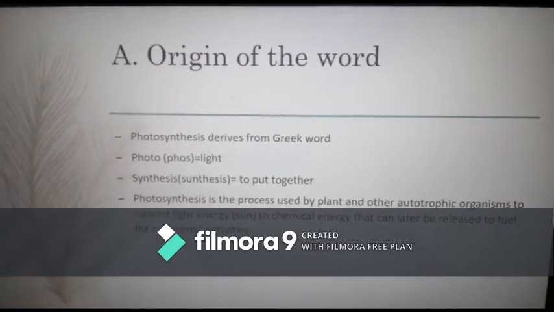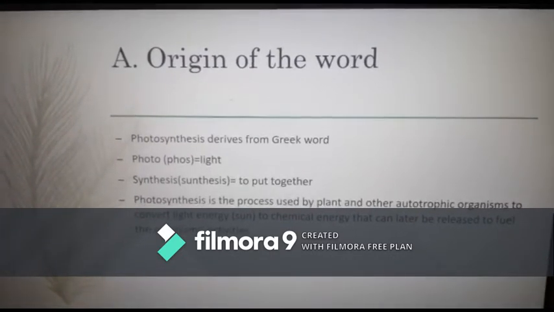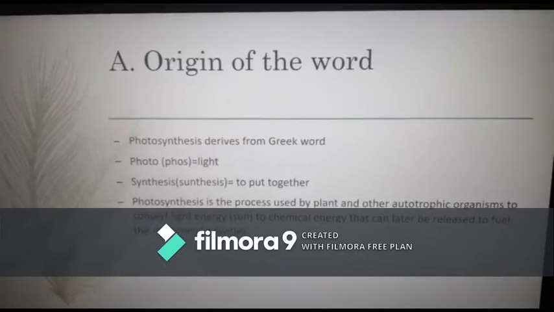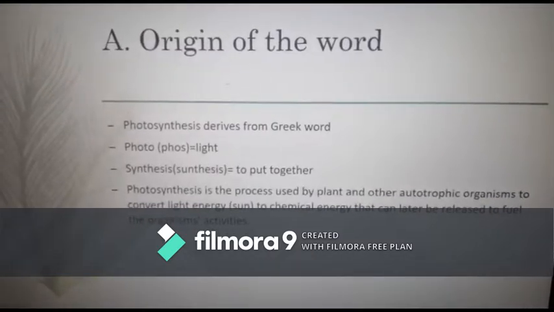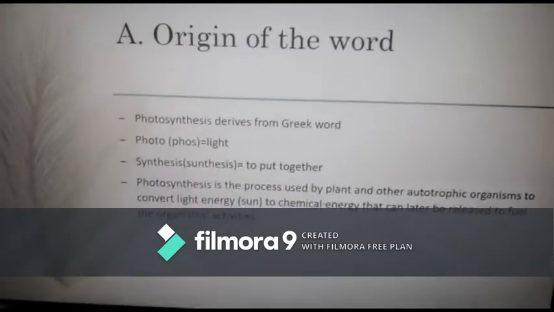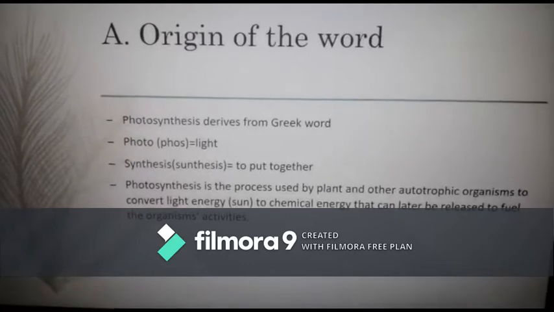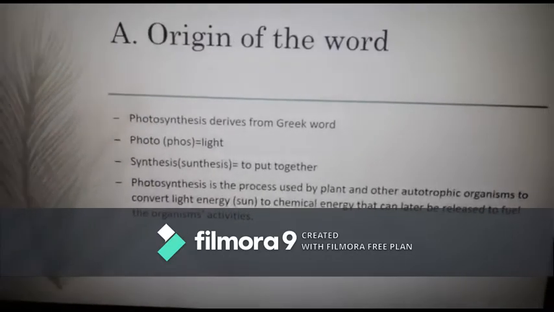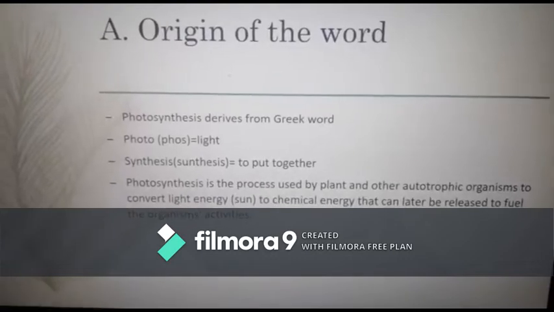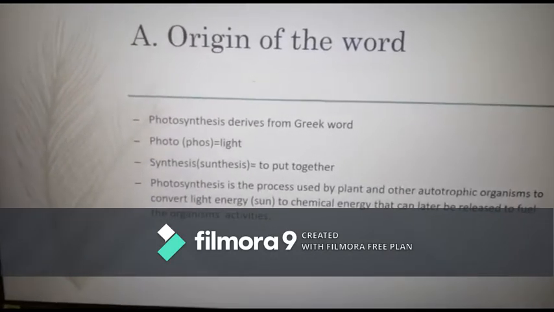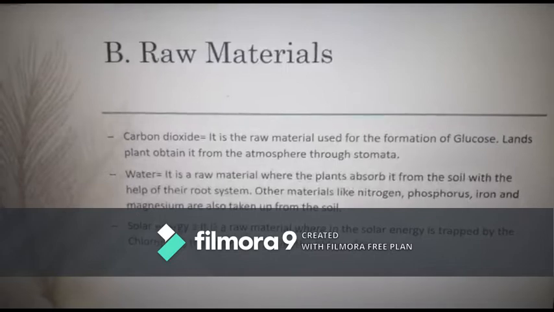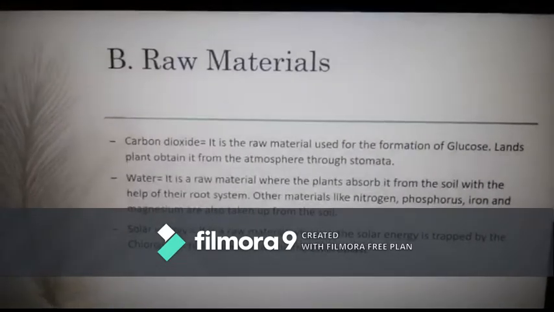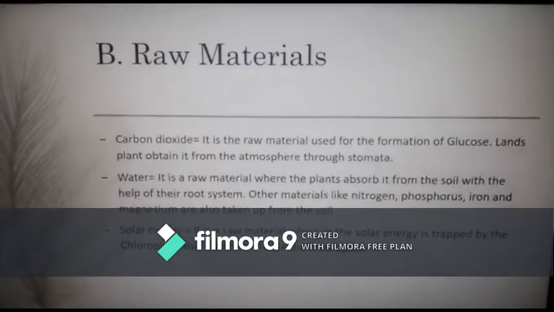The word photosynthesis derives from the Greek words phos and synthesis. Phos means light, synthesis means to put together. Hence, we can say that photosynthesis is the process used by plants and other autotrophic organisms to convert light energy, which is from the sun, to chemical energy, which is the glucose, that can later be released to fuel the organism's activities. Raw materials, like what I said, are carbon dioxide, water, and light. Light is also the solar energy because it's from the sun.